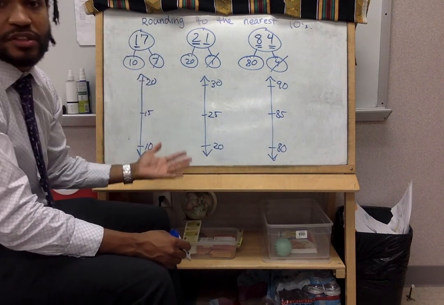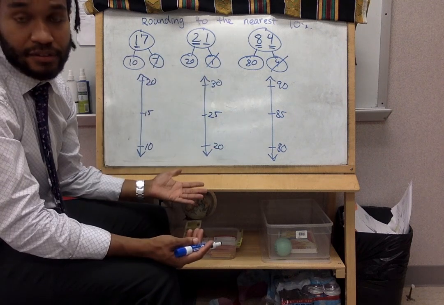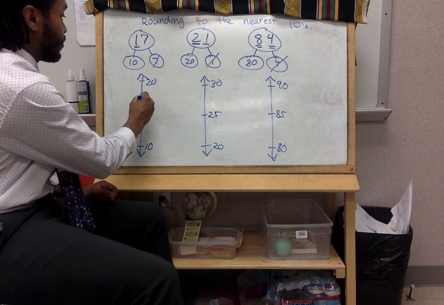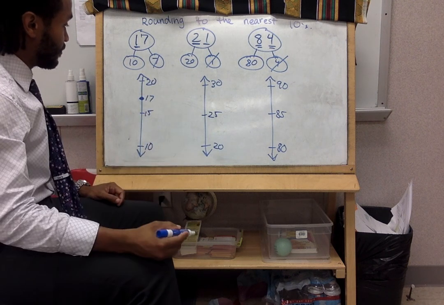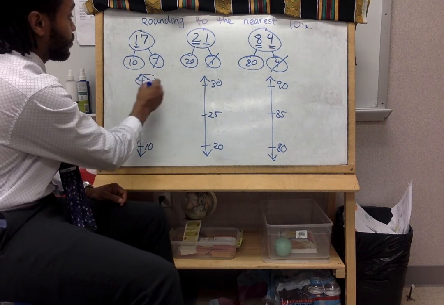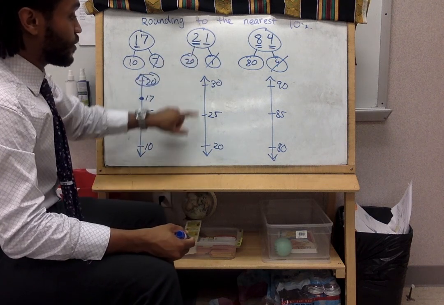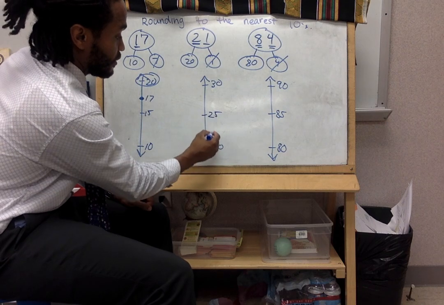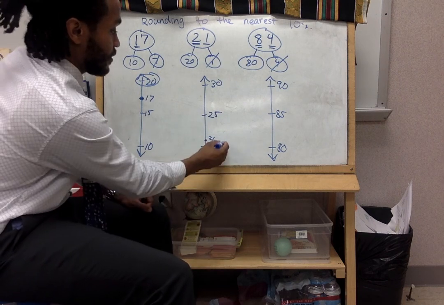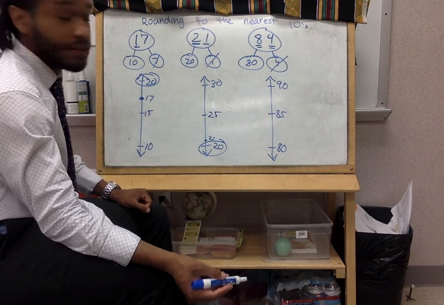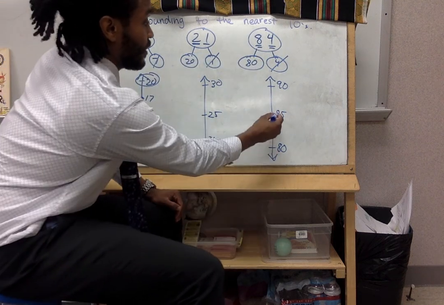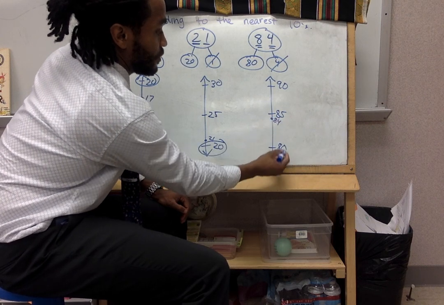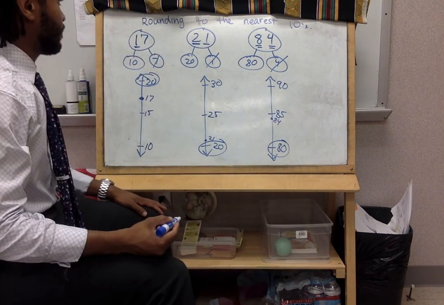So now this helps students understand where on this number line these will plot. 17 is above 15, so it's closer to 20. 21 is closer to 20, and it's less than 25. So 21 would round down to 20. 84 is between 80 and 85, so it rounds to 80.